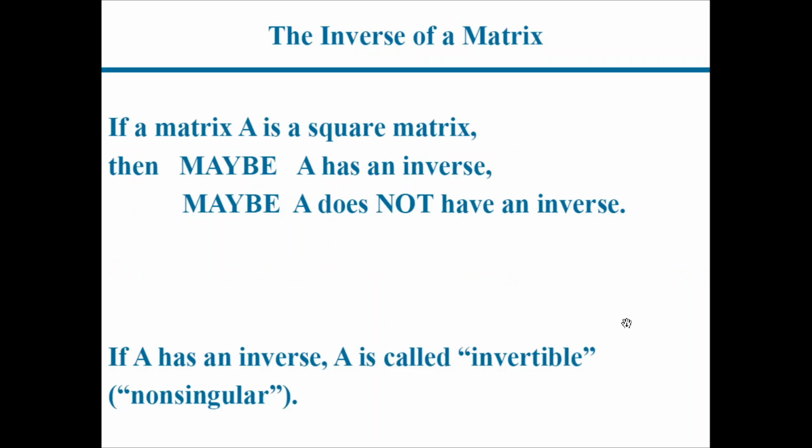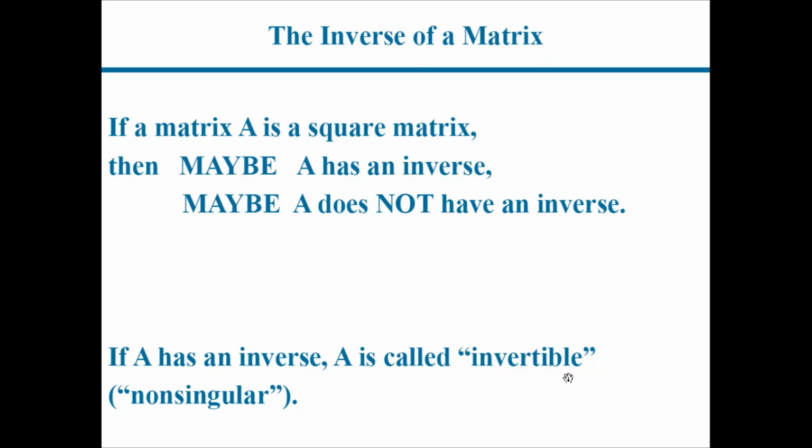Now, what happens when I have a square matrix? Some square matrices do have an inverse, some don't. So if I have a square matrix, I don't know what's going to happen. Maybe my matrix has an inverse, maybe it doesn't. If my square matrix has an inverse, we call that matrix invertible or non-singular. Most of the time we use invertible.